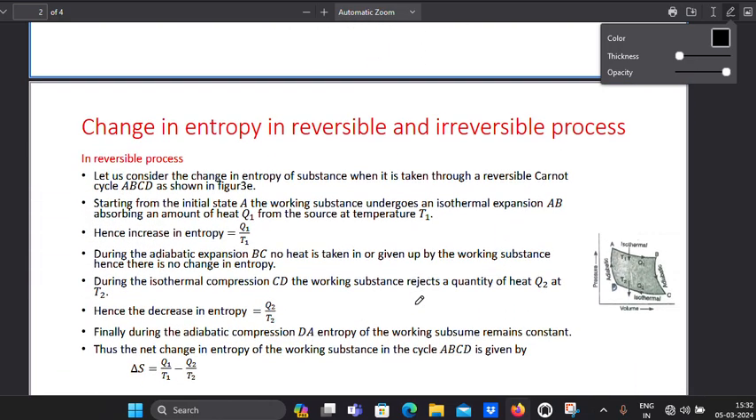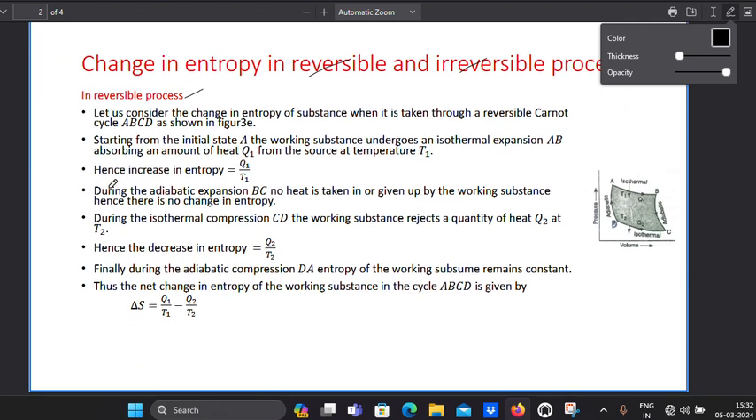Now, change in entropy in reversible and irreversible process. Here both processes are explained. How the entropy changes in a reversible process, and how the entropy changes in an irreversible process. Let me explain them one by one. First, the reversible process.